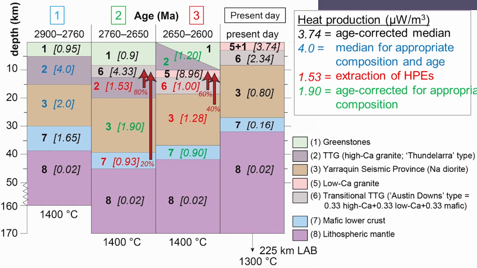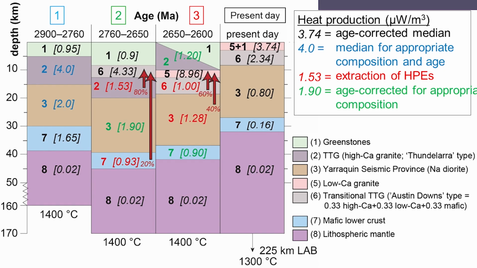Model 2, there's a lot happening in this time period. This is from 2760 to 2650. Again, I could change these numbers. What we're trying to represent here are the reconfiguration of crustal layers and the impacts on heat production. If I complicate these models, I introduce more uncertainty. So I am intentionally trying to keep these models simple to test this hypothesis.